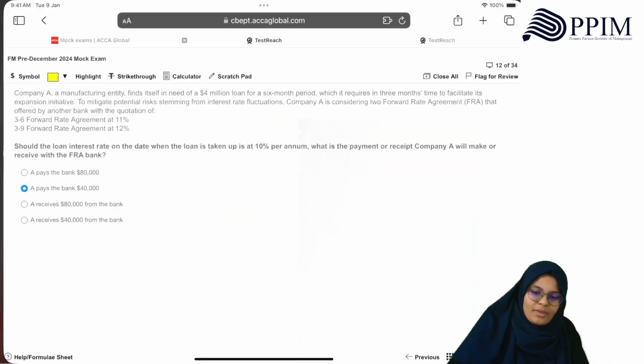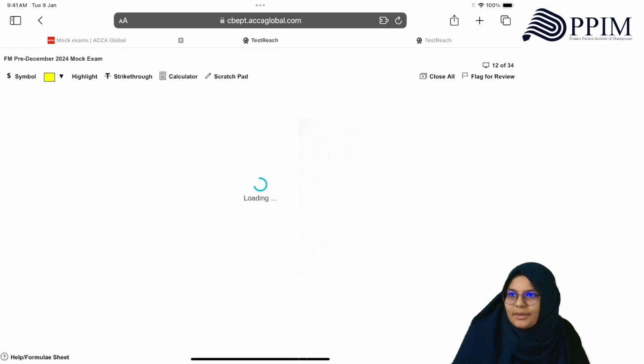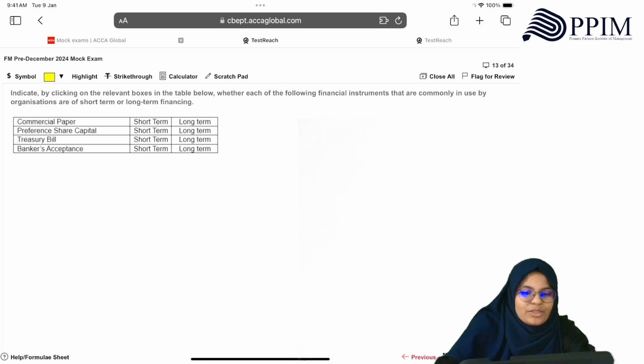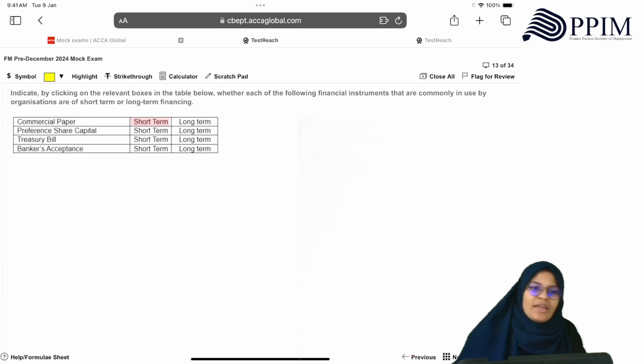Right. Let's go to the next one. Indicate by clicking on the relevant boxes in the table below whether each of the following financial instruments that are commonly in use by organizations are short-term or long-term financing, right? Okay. So we can go through this quickly. Commercial papers, usually they are short-term. I have mentioned this at the beginning itself. They are usually short-term. Preference share capital, the moment we are talking about shares, we are talking about long-term.